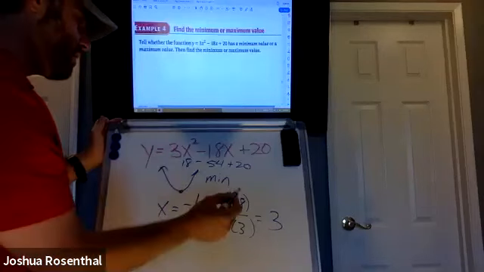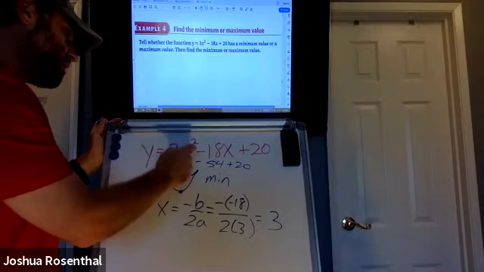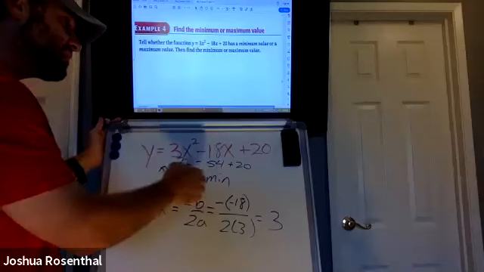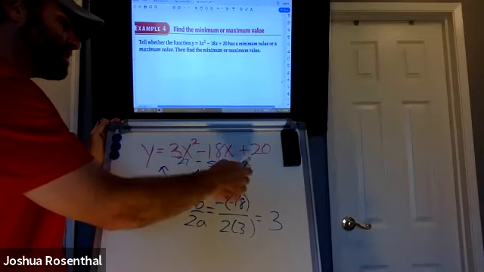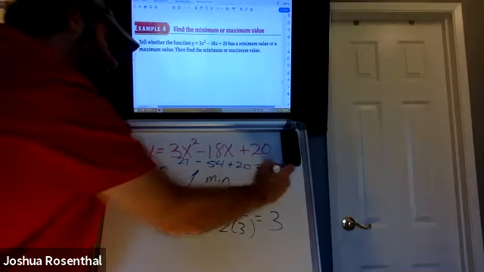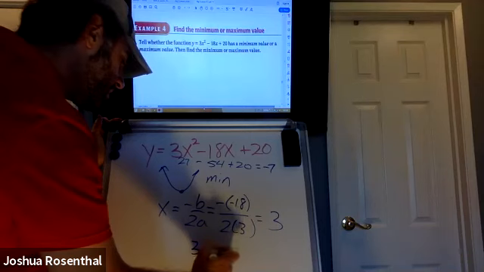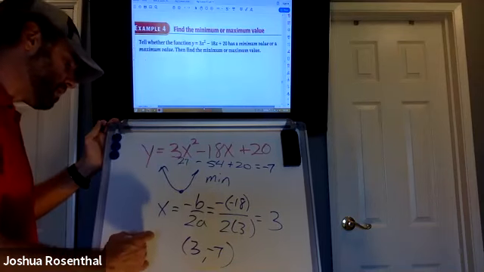It's not 18, it's negative 16. 27. 3 squared, oh, you're right, 27. 3 squared is 9, 9 times 3 is 27. So this is negative 27 plus 20 is negative 7, okay? So when I plug this in, you get negative 7. Then the coordinate of the vertex is at (3, negative 7), and it is a minimum point.